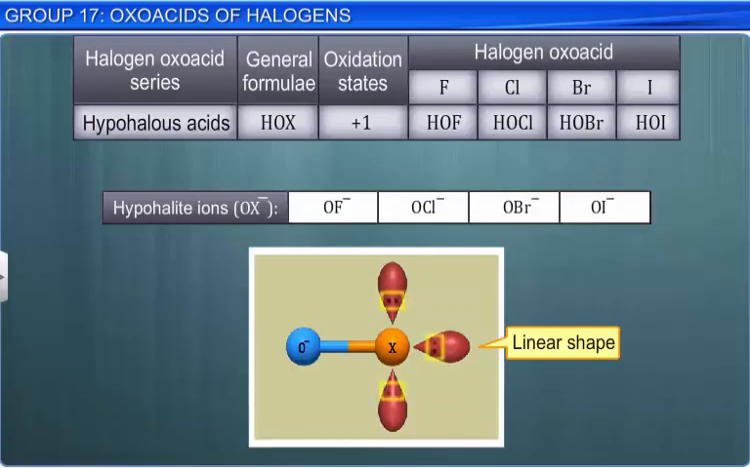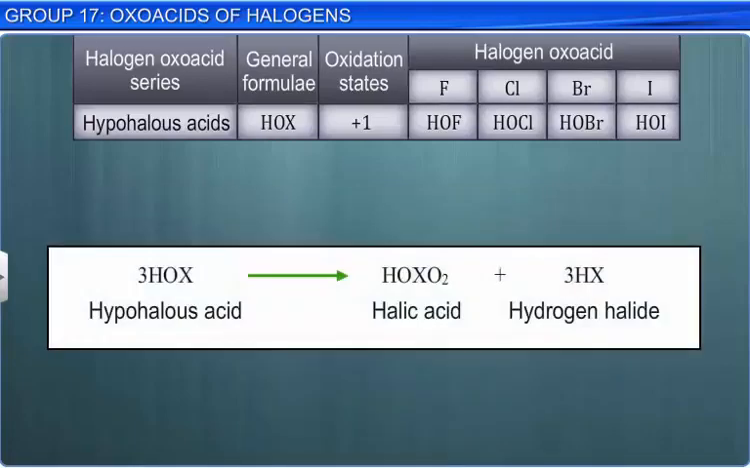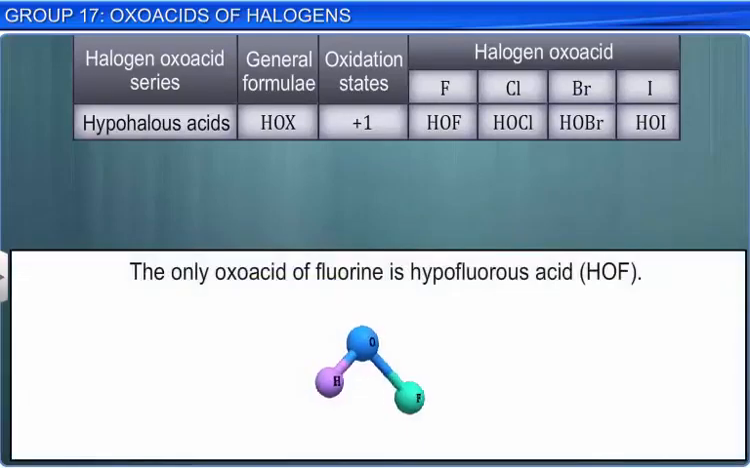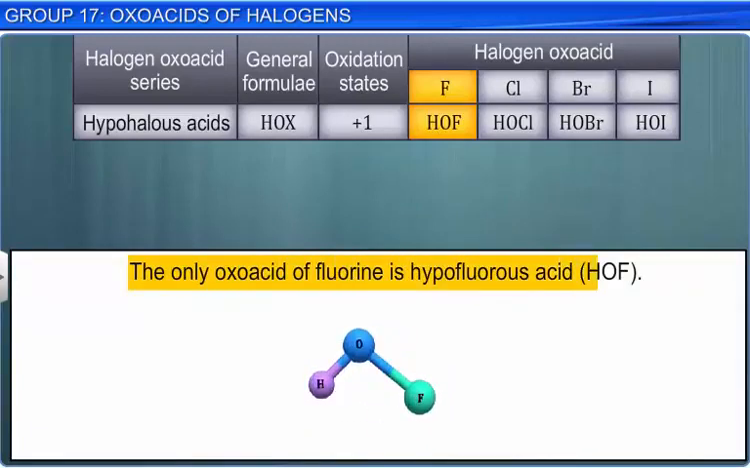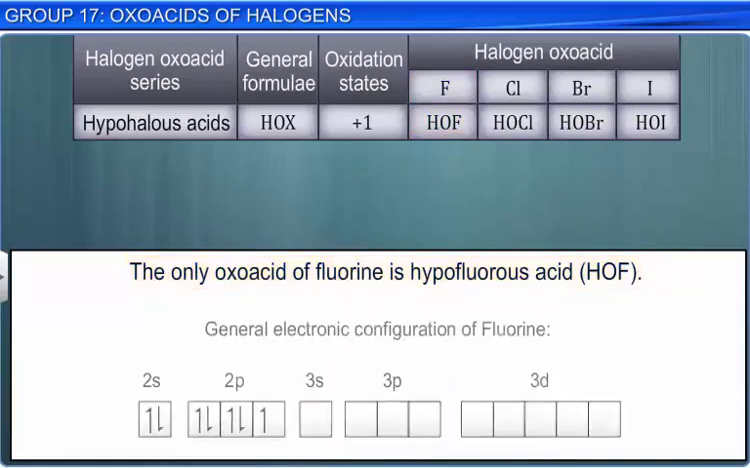Note that the hypohalous acids, being less stable, tend to form halic acids. Note that the only oxo acid of fluorine is hypofluorous acid. No higher oxo acid of fluorine is known due to the absence of d orbitals in the fluorine atom.